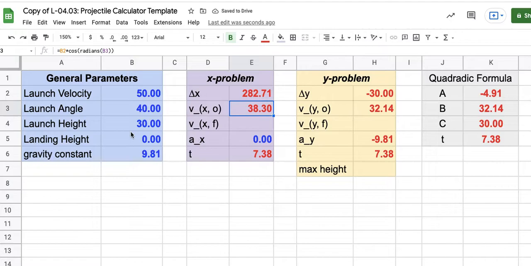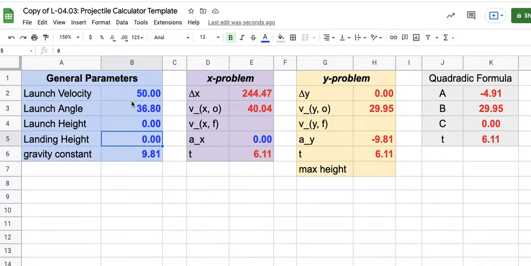And you can put in any problem we've solved, and it should give you the answer. So our introductory problem was a launch velocity of 50 meters per second at 36.8 degrees from 0, and it went about 245 meters. So there we go. And it was in the air about 6 seconds. So there we go. That's the one we did on paper where we plotted the path of the ball. All right, we are almost done.